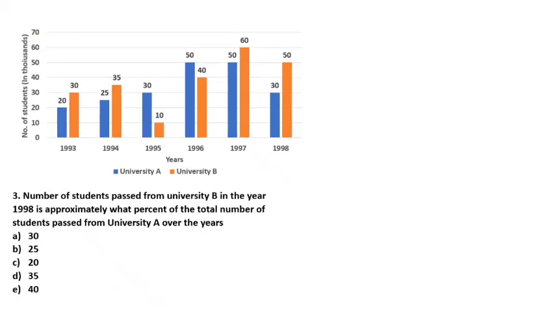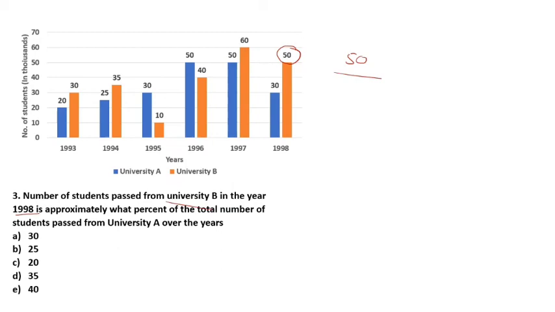Number of students passed from University B in the year 98 is approximately what percentage of the total number of students passed from University A over the years? Very important question. So here 98, what is the number of students passed from University B? In University B in 98, how many students have passed? 50 students have passed. That is from University B in 98.